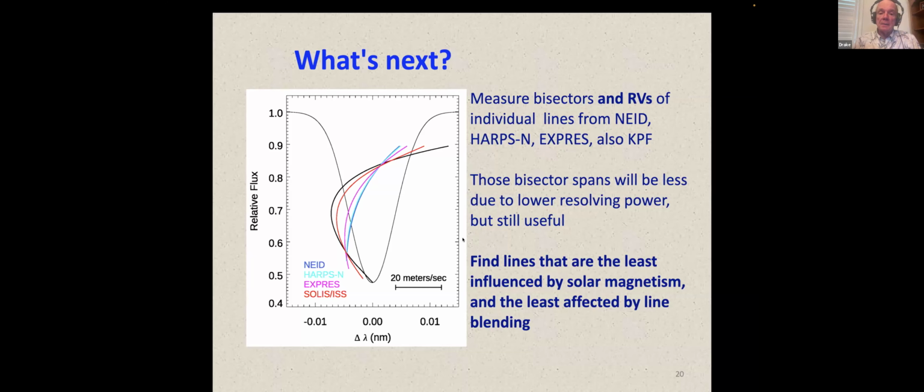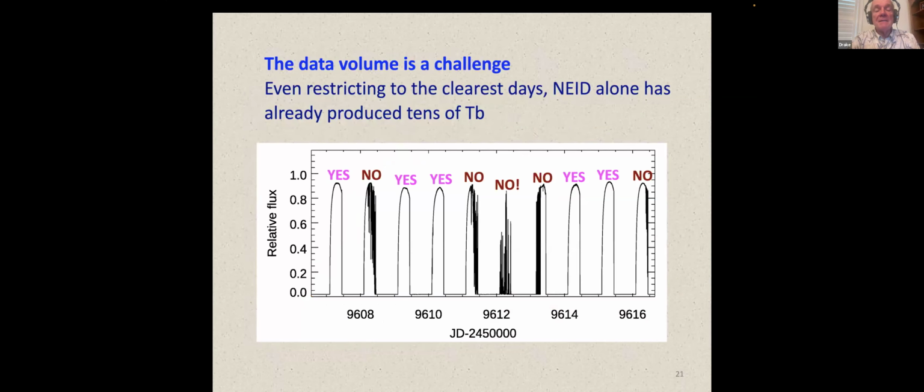And maybe the most important statement in my talk is right down here. We want to find lines that are the least influenced by solar magnetism and the least affected by line blending, that is, an indirect effect of solar magnetism. But the data volume is very daunting. I'm currently working with the NEID data, and I have tens of terabytes. And even with tens of terabytes, I was selective. There's so much NEID data, I can afford to be selective.